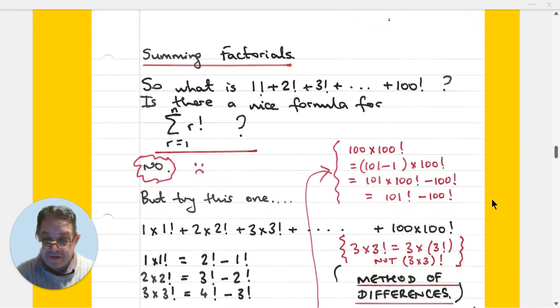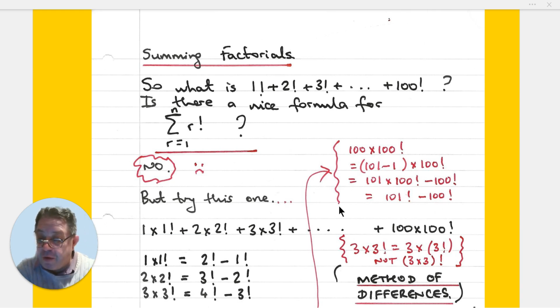What else about factorials? You might be wondering, what about adding up factorials? What if we add up 1 factorial, 2 factorial, up to 100 factorial? Is there a nice formula for doing this? We can always use a spreadsheet or a calculator, but is there a formula?